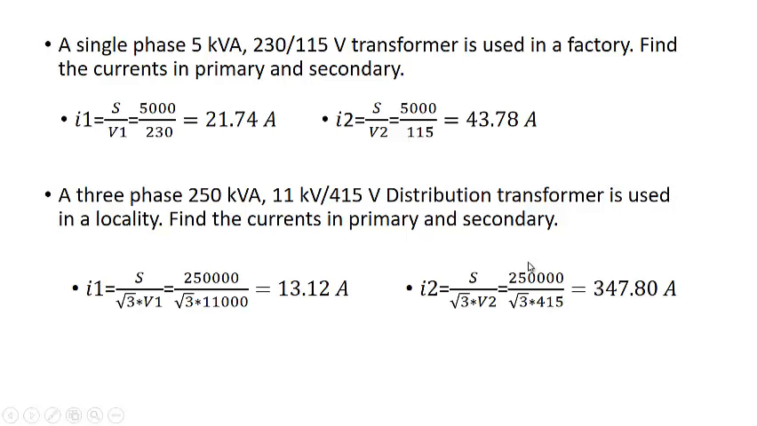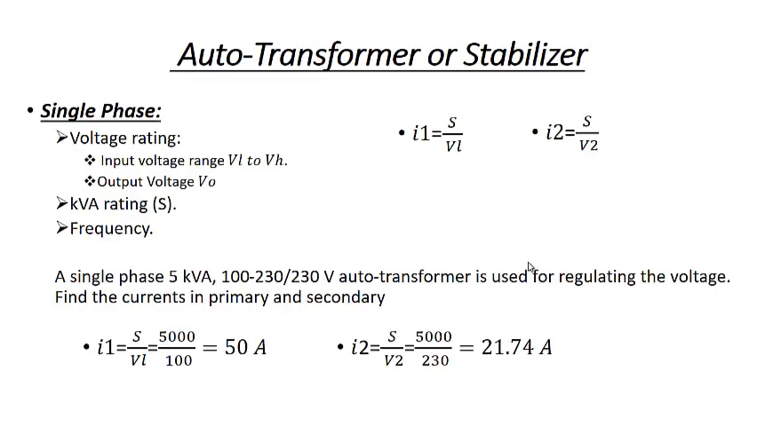This is how we can calculate the current on the primary and secondary side of a distribution transformer that we use in the locality and from which we can get the power. Now, the next one is the auto transformer or stabilizer.